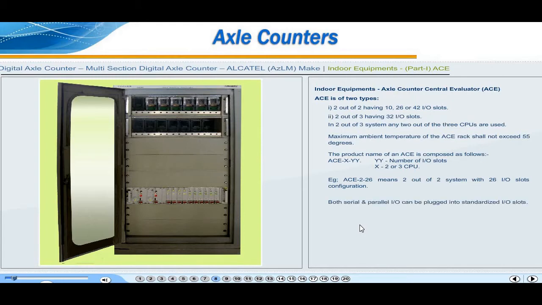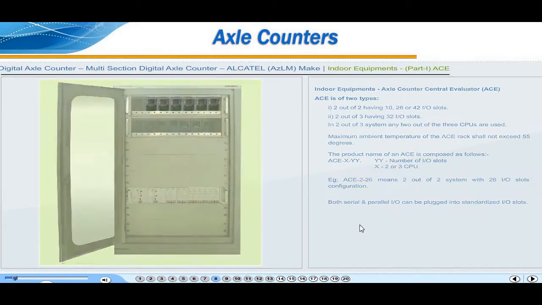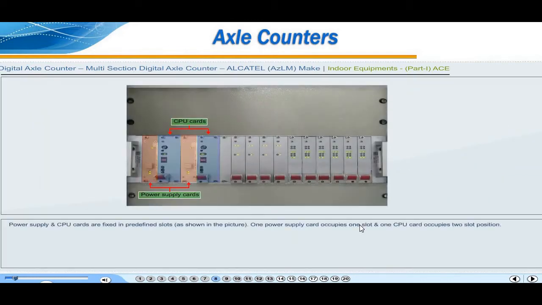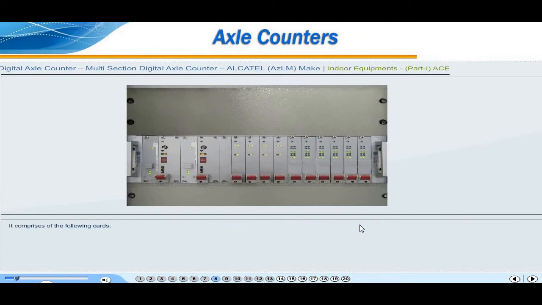Both serial and parallel input-output can be plugged into standardized input-output slots. Power supply and CPU cards are fixed in predefined slots as shown in the picture. One power supply card occupies 1 slot and one CPU card occupies 2 slot positions. It comprises of the following cards.